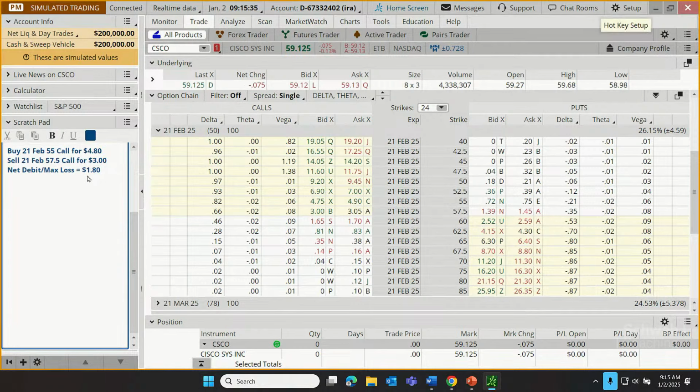What is the max gain? And let's label these as theoretical max gains and losses, because if the trader tinkers with the trade at all, if one of the legs gets assigned, there's things that can change the risk profile of the trade.